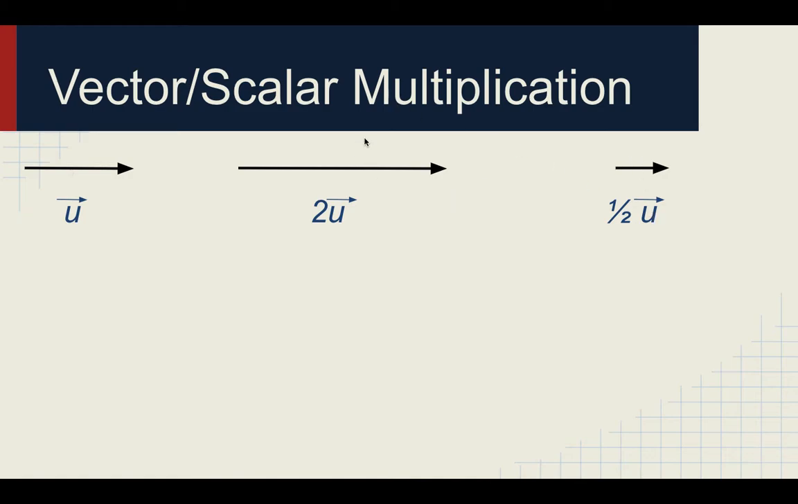If we want to do -1 times u, well, you might be able to guess what's going to happen. That would actually change the direction. So multiplying a vector by a negative actually changes the direction of that vector. It flips around, points the opposite way. So that would be -u. -2 times u would look like that. -1/2 times u would look something like that.